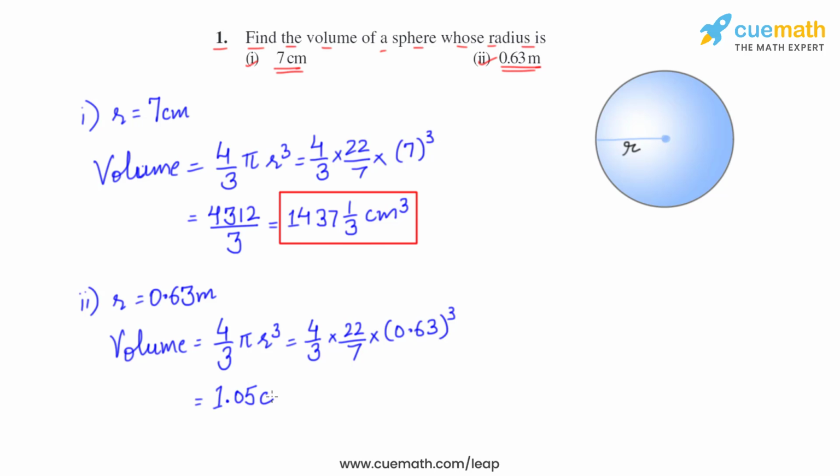1.05 cubic meters, and this is an approximate answer because it is rounded off to 2 decimal places. So this is the volume of the sphere for the second part.